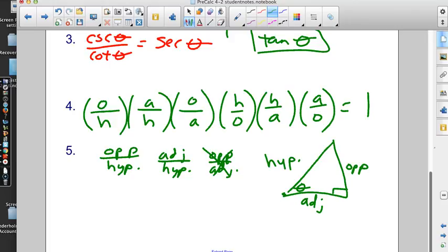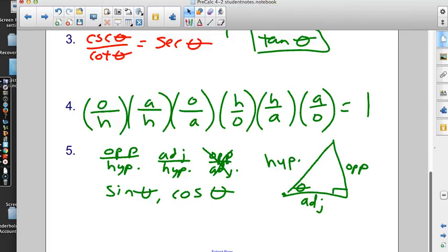So which trig functions are these 2? Sine and cosine. Those are the ones that will have some side of the triangle over the hypotenuse. And the hypotenuse is always the biggest side. So cosine and sine have to be between 0 and 1. Now technically we could have negatives in there too, but we're not going there right now.